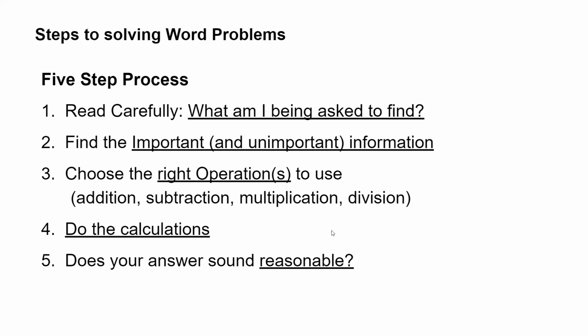Finally, and this is really important, make sure that your answer sounds reasonable. If you come up with an answer to a question involving the number of gallons of paint and you get 0.02 gallons of paint, that's probably not a reasonable answer. You should be expecting a number that sounds about right. If it doesn't sound about right, go back and check your work and see if you made a mistake.